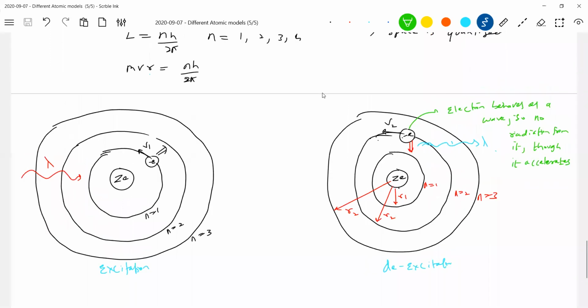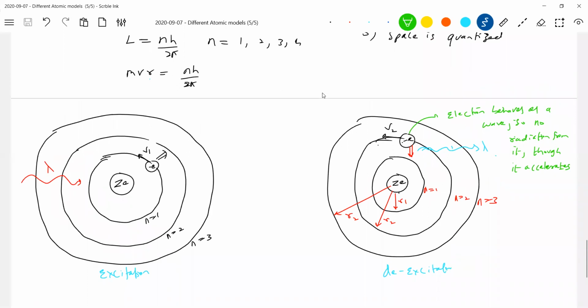Okay, let's calculate now: the expression for the radius of stationary orbits, the speed, and the energy level diagram. He further proposed the energy level diagram. With the help of the energy level diagram, he was able to cleanly explain the hydrogen spectrum. What are the drawbacks of Bohr's atomic model?